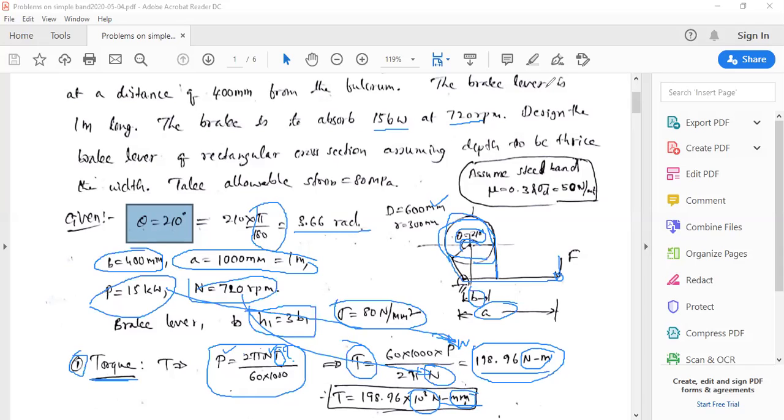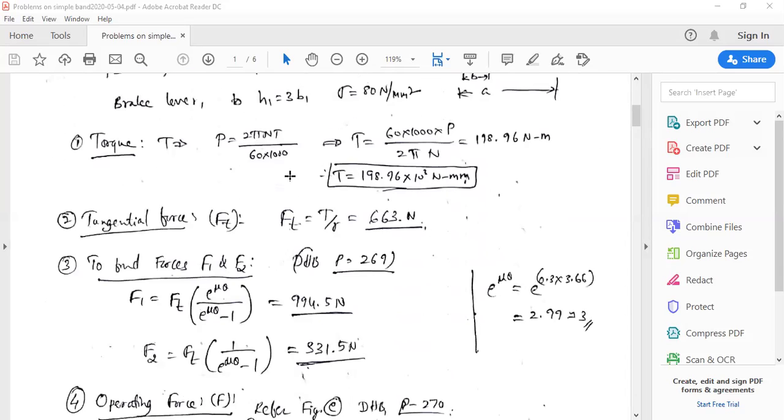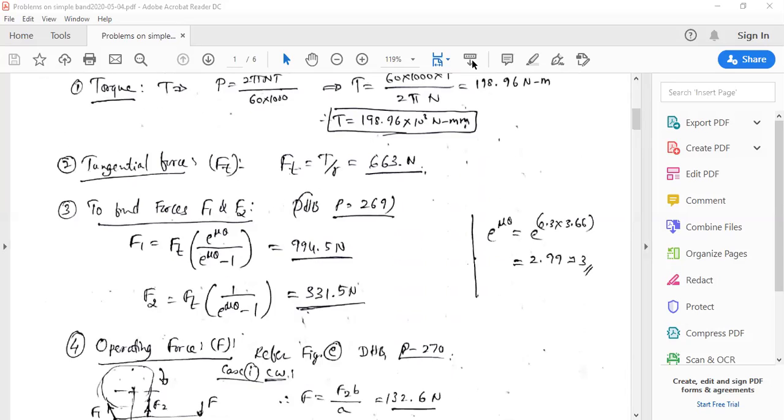Once you calculate the torque value, the next step is to calculate the tangential force. Tangential force is given by torque per radius, or the torque value that we calculated is Ft into R, that is tangential force multiplied by the radius of the drum. By using this equation itself, you have to get the value of Ft. Ft is equal to T by R. So this is equal to 198.96 into 10 raised to 3 divided by the radius of the drum, that is 300 mm. So that's 663 newtons. This is the value that is obtained.